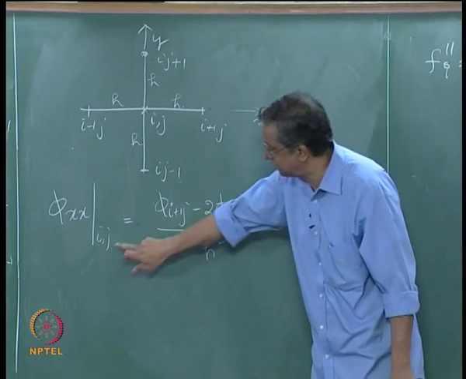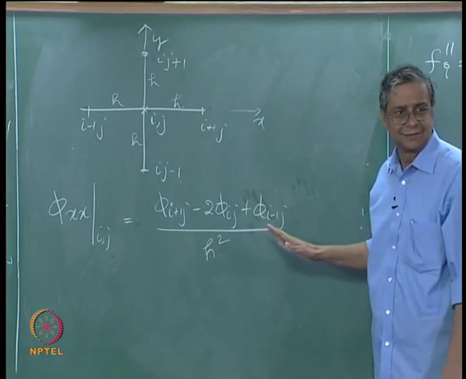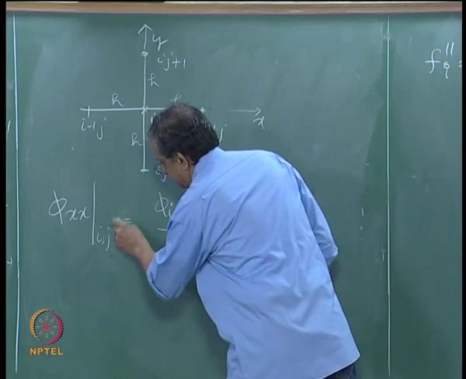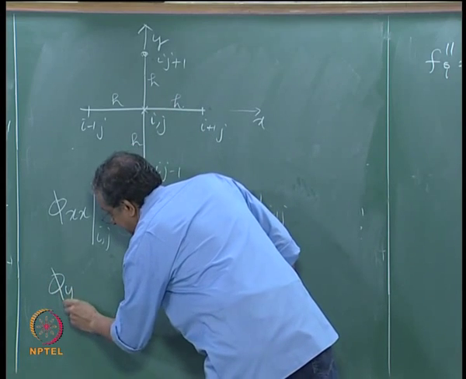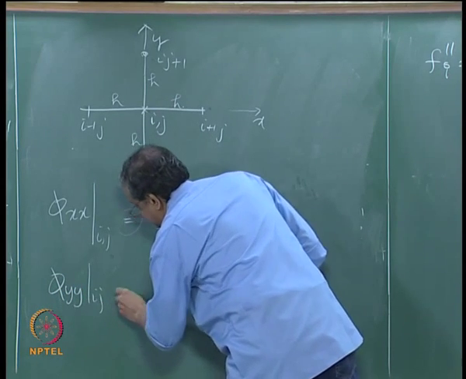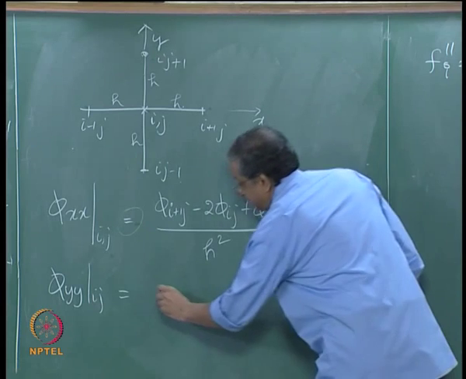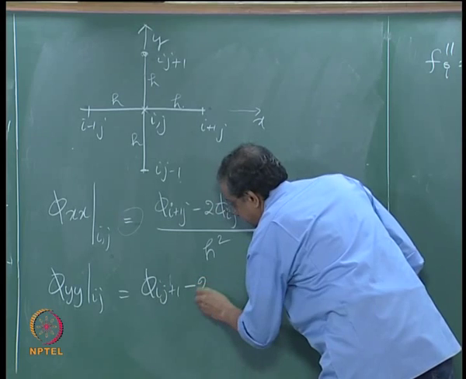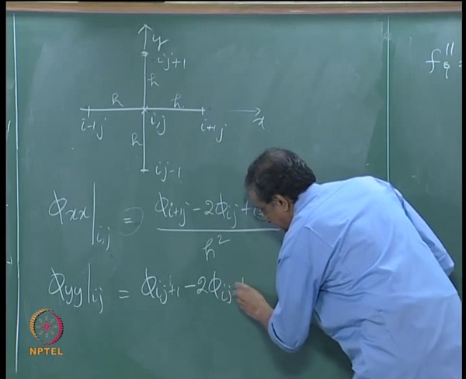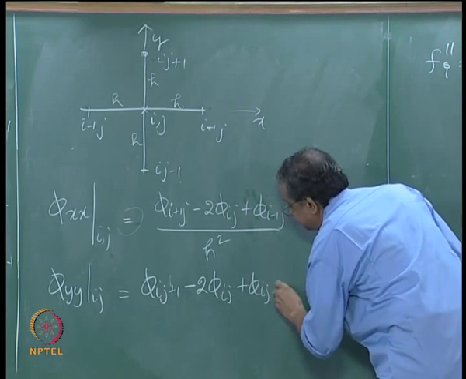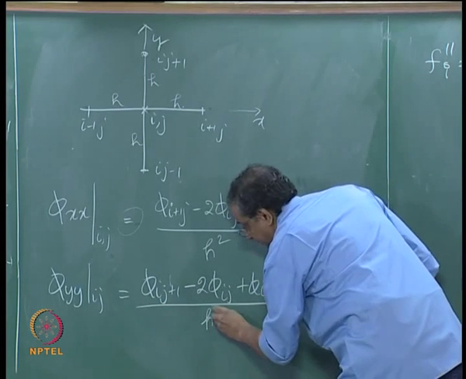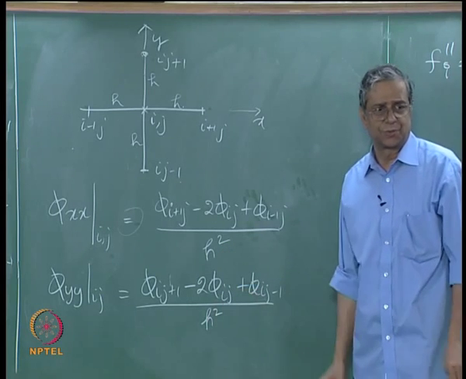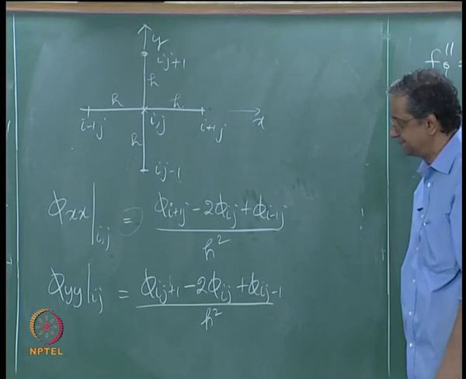I say equals at this point, but we know it's an approximation, it's a representation, right? But I will write equals. The second term at ij in a similar fashion is phi i j plus 1 minus 2 phi i j plus phi i j minus 1 divided by h squared. Clearly, if they were delta x and delta y, it would be delta x squared and delta y squared. That's not a big deal. Fine.